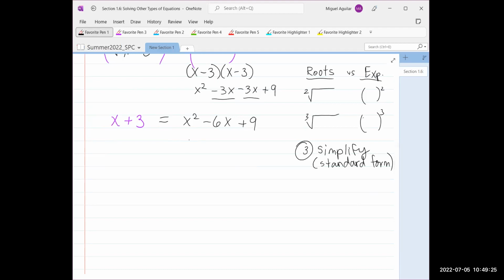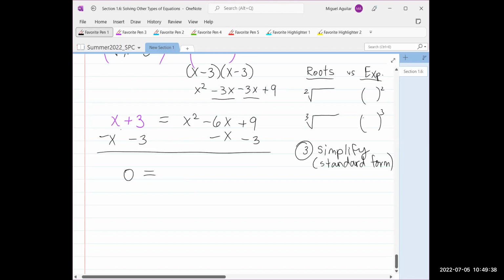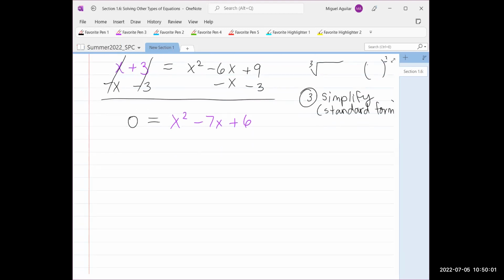Okay, so what I'm going to do is I'm going to move this x over to the other side. So I'm going to subtract x. I'm going to subtract 3, subtract 3. Okay, now I'll have 0 is equal to, because these cancel out, 0 is equal to x squared minus 7x, and then that should be plus 6. Does anybody have any questions there? No. Okay, well now, for sure, this is just a quadratic equation.